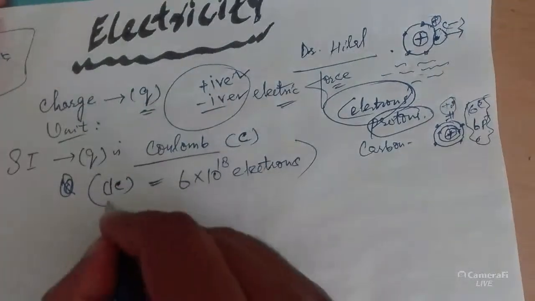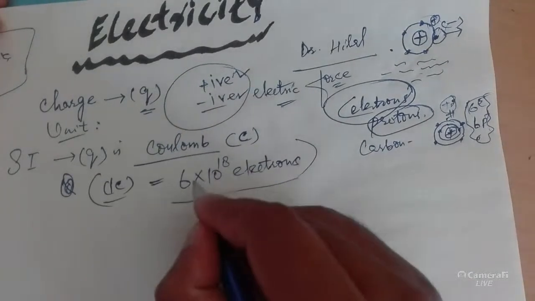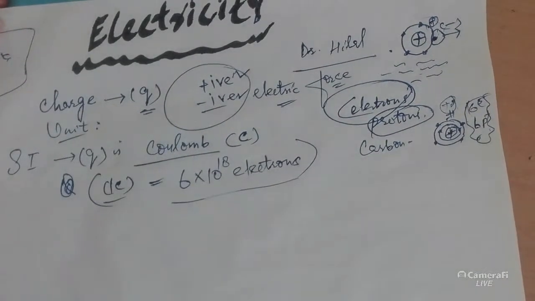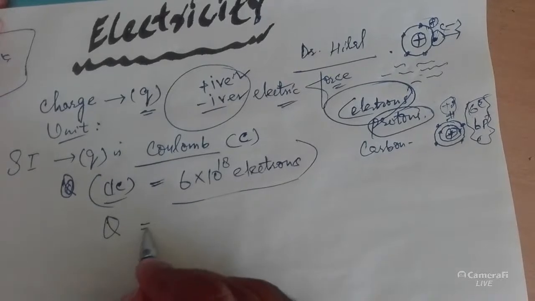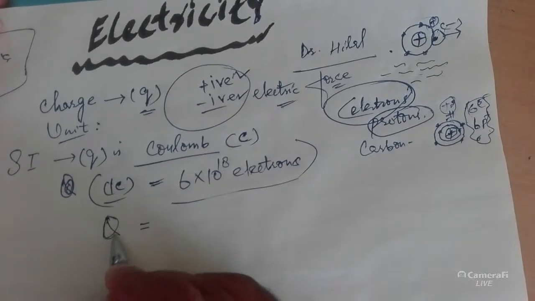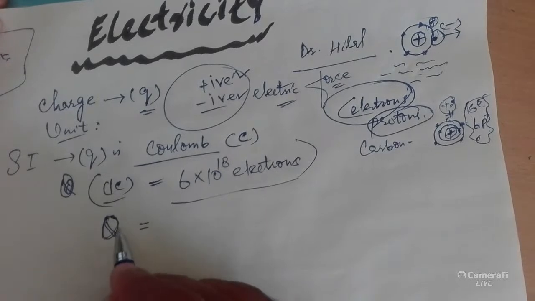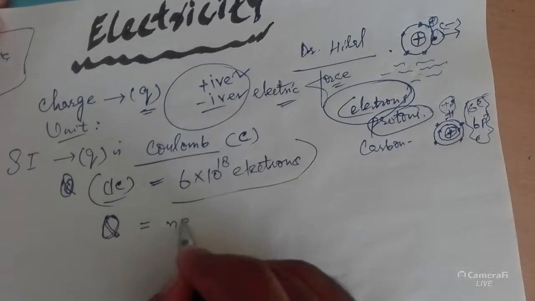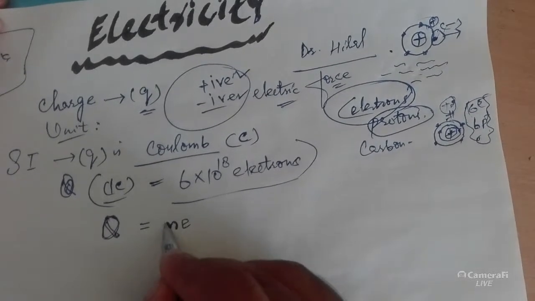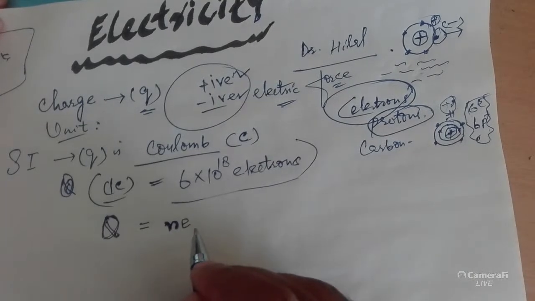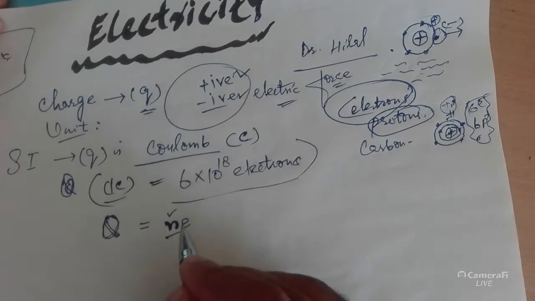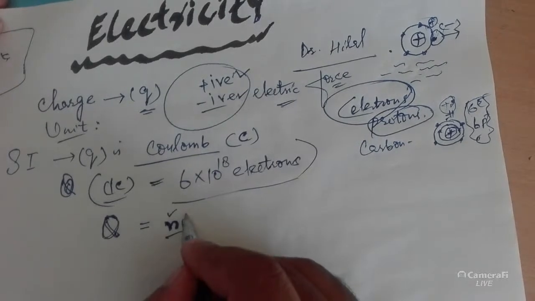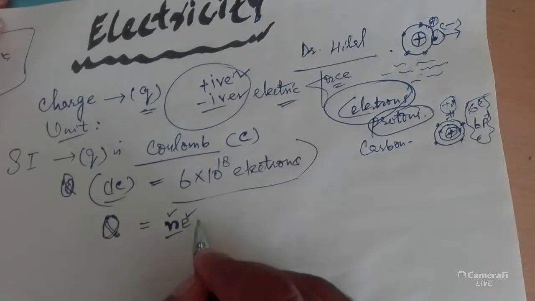So when we say one coulomb of charge, it means this many electrons are present. Now, how many coulombs of charge do we want? The total charge Q of a body can be given by Ne, where N is the number of electrons and e is the charge of an electron.